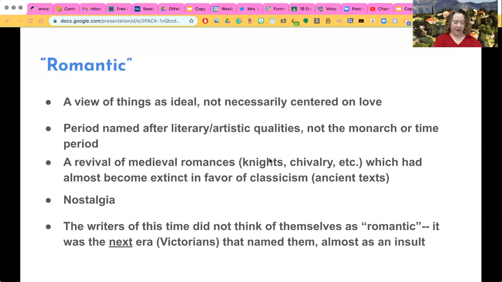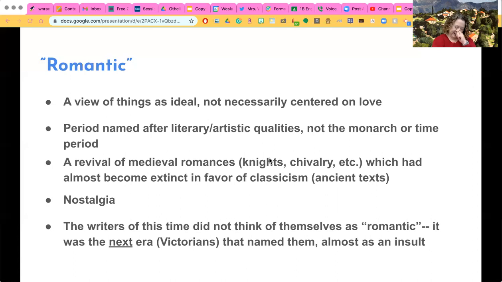Probably important, and I've mentioned this a few times, that these periods aren't named at the time that they're developing, they're named after the fact. So we look back and we say, oh, you know what, during this time frame, people were approaching literature or art or their society in a certain way, and so we can label them. But we only do that after the fact, in retrospect.